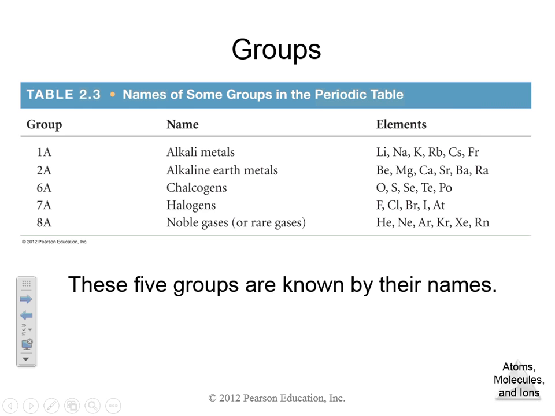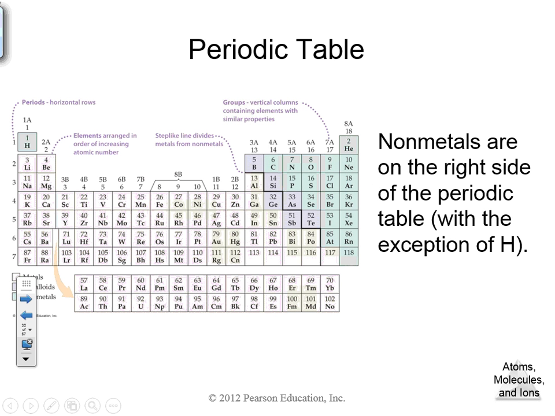Do not worry about 6A. 7A is the halogens. That's the second to last group on the periodic table. And the last group is the noble gases. We're going to talk about metalloids and the transition metals as well. These 5 groups are known by their names. We talk about nonmetals. Remember, nonmetals is anything essentially to the right of the steps. Metals is everything to the left of the steps.